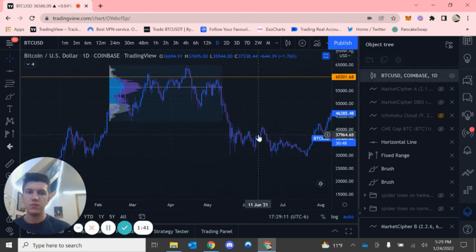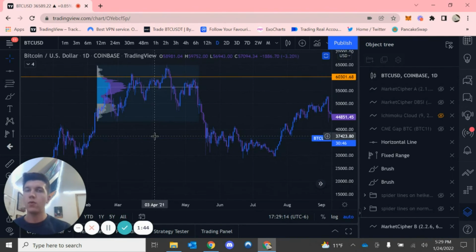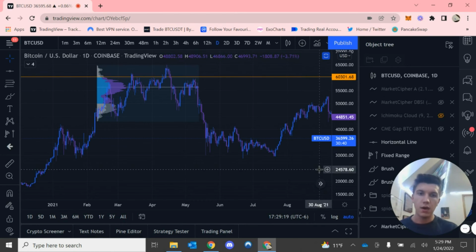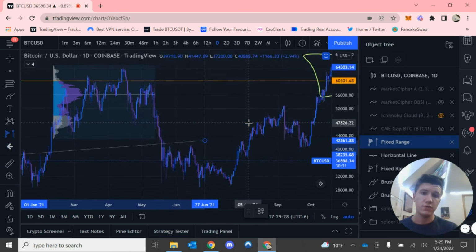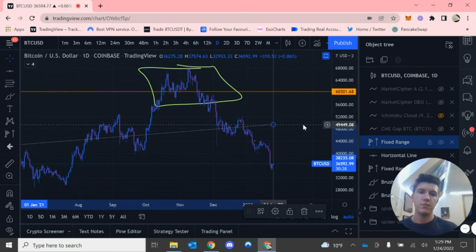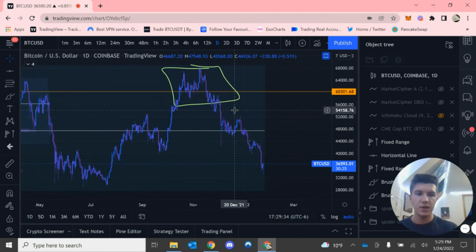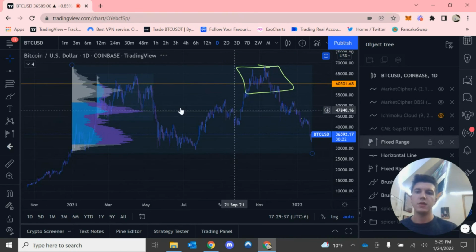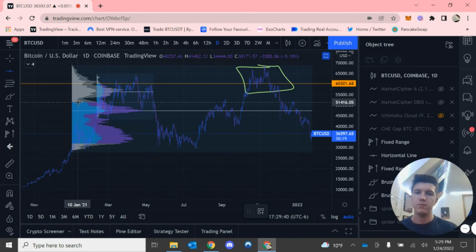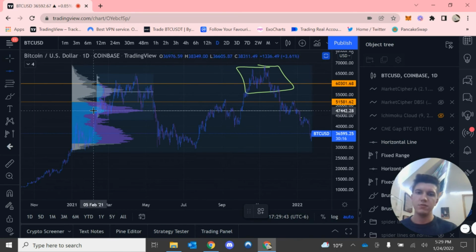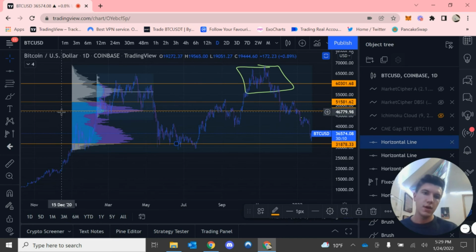Another thing you can do too is use the fixed range volume profile and draw the range from the whole previous year, or you can use a year and a half. In this instance, I'm going to use the whole year of 2021. And so I'm going to drag it back to today's date. Here you can trade a macro range, and it can be used for swing trades. And so here you have a value area high, point of control, and a value area low.